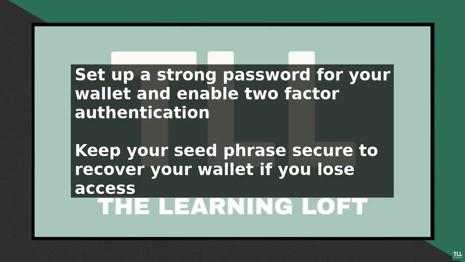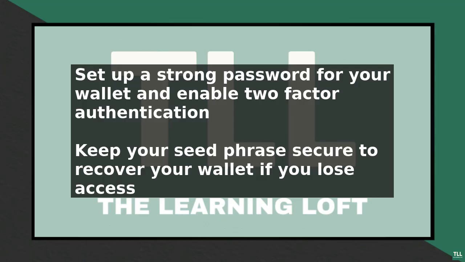Next, set up a strong password for your wallet and enable two-factor authentication to add an extra layer of security. After setting up your wallet, you will need to add the Ronin network to your wallet. This can be done by clicking on the Add Network button and entering the Ronin network details, which can be found on the official Ronin website.